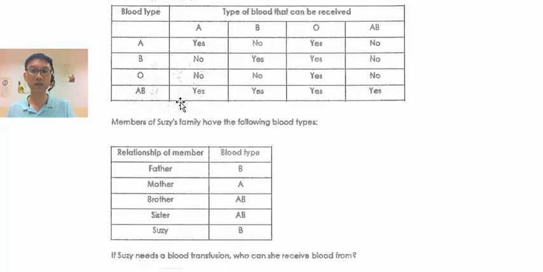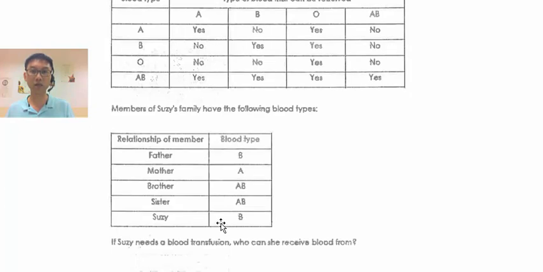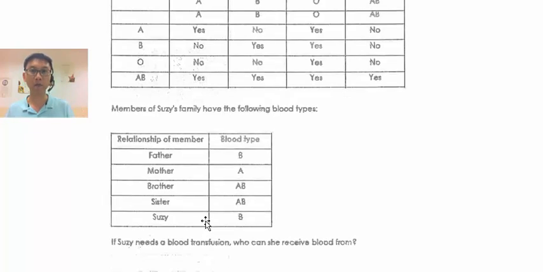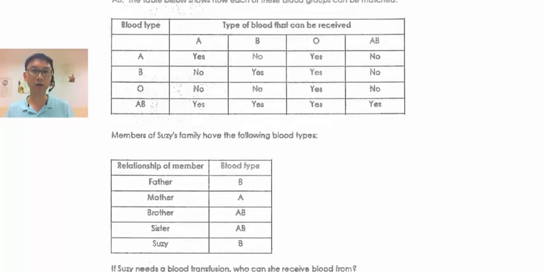Now, members of Stacy's family have the following blood types, from the father all the way down to Susie. If Susie needs a blood transfusion, so like what I said, she needs blood. Who can she receive blood from? Let's look carefully. Where is Susie? Susie is this.